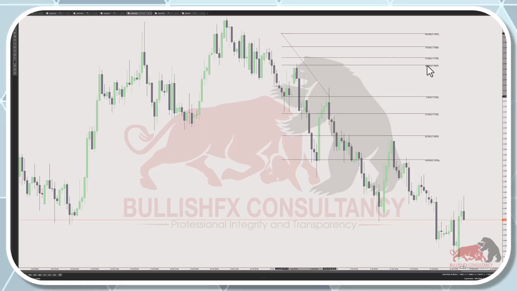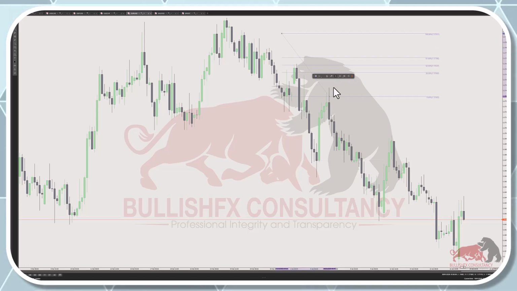Then we've got our equilibrium, and then set percent. And then we've got the negative 27, negative 62, and negative 100, which are our targets if you are shorting from the entry retracement levels. So what I'm going to do is reset this to default.